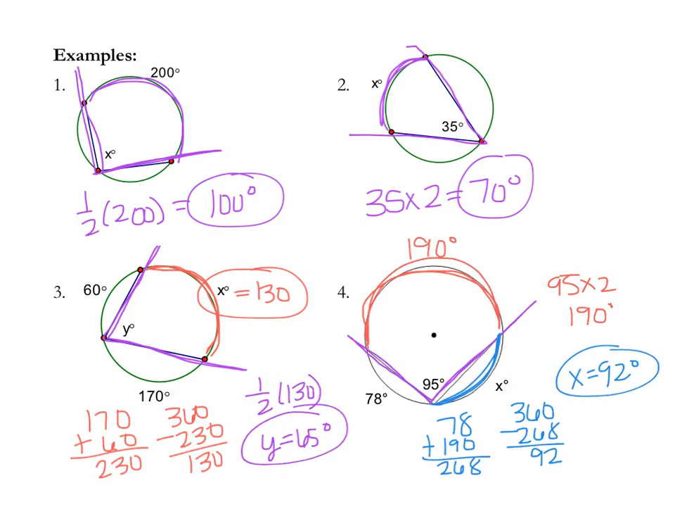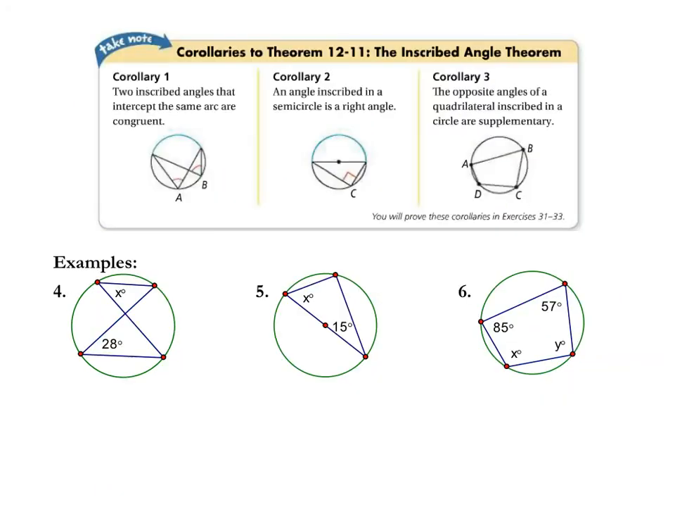So make sure you're using everything you know about the picture to help you find whatever piece happens to be missing. Alright, then this is just a couple of corollaries, a couple of additional facts that come from knowing that the inscribed angle is half of the intercepted arc.